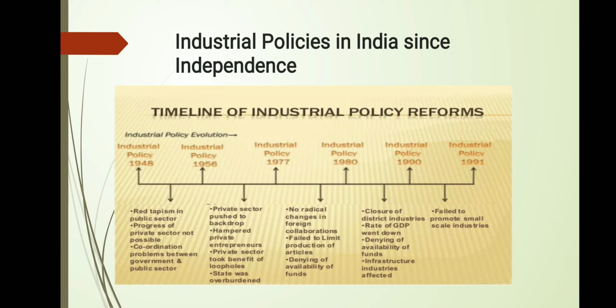The next basic objective of the 1956 policy is that it provided the basic framework for the government's policy in regard to industries till June 1991. As I told, the 1956 industrial policy is called the Bible, the economic constitution of India. Hence it provides the basic framework for the government's policy in regard to industries till June 1991.